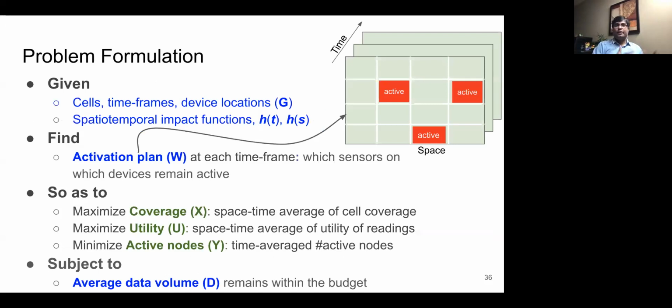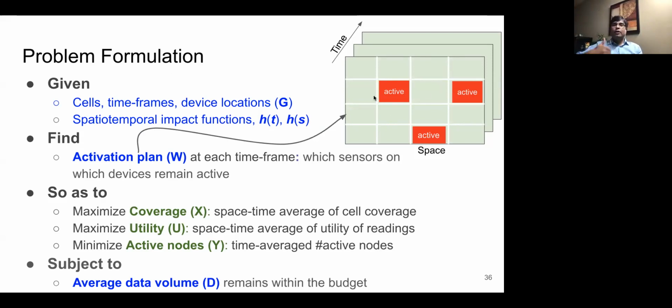So at the end of the day, what we have is this: given this cell information, this time frame information, device locations, and also the impact function that we just talked about, we need to find the scheduler, or the edge controller that we talked about. We're going to compute an activation plan for each time frame, saying which sensor needs to be activated at what location and in which time, right?